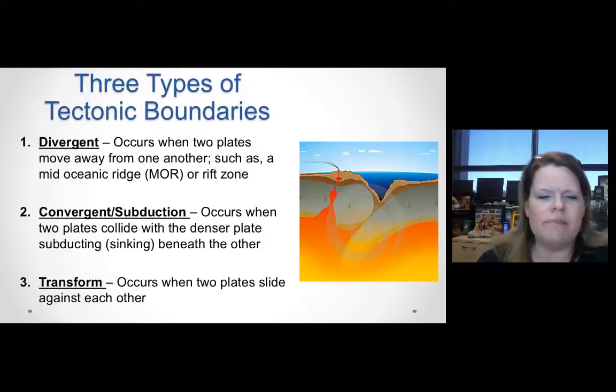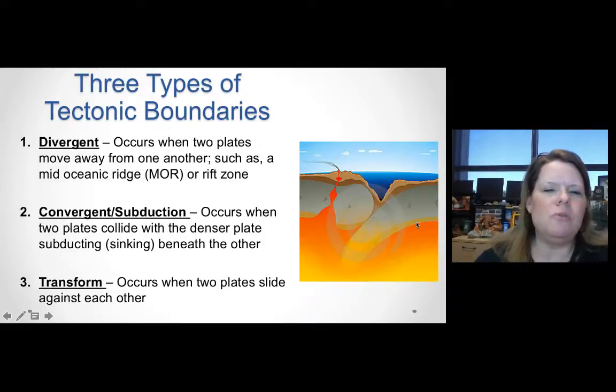Let's look at each of the three. The diagram on here shows you a hot spot where we have a deep sea trench right here. So this is an oceanic plate and an island arc being formed right here. So this would be more along the lines of what you're seeing in number 2. Well, let's start with divergent.